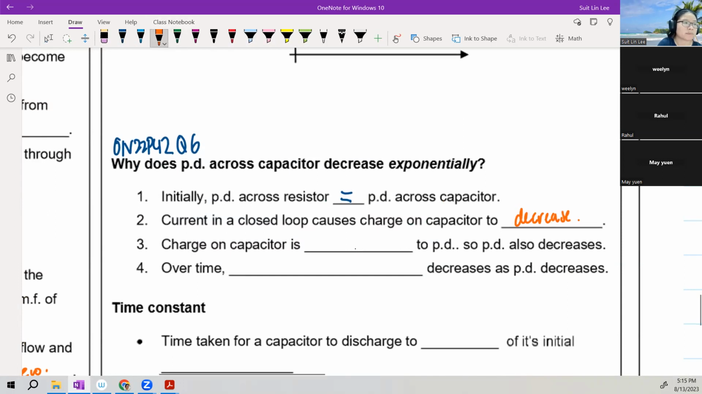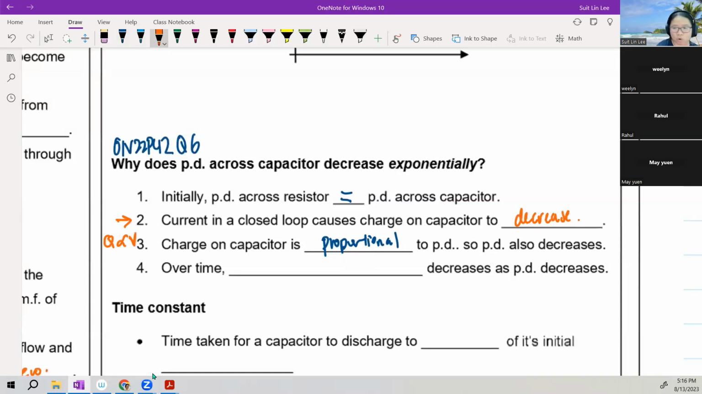But charge on the capacitor is proportional to potential difference. So potential difference decreases. Okay, so if you need an equation, the first one is self-explanatory. When the capacitor begins to lose charge, the current will flow, and then the charge of the capacitor will decrease. For the second one, Q is proportional to V, because Q equals CV.